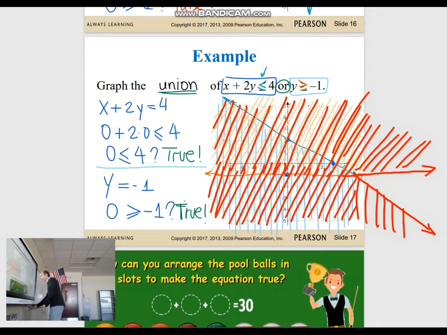We check it out. This one here is not included. It doesn't have any color at all. So this area, let me represent here, is not included at all. This is the union. Okay? That's it. We finished section 3.7.